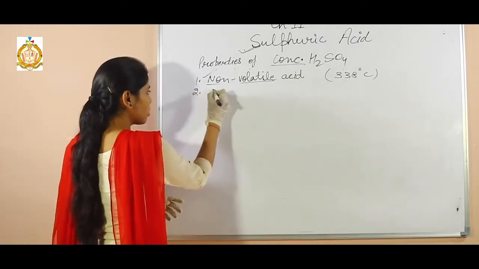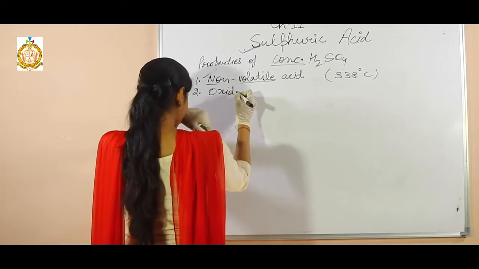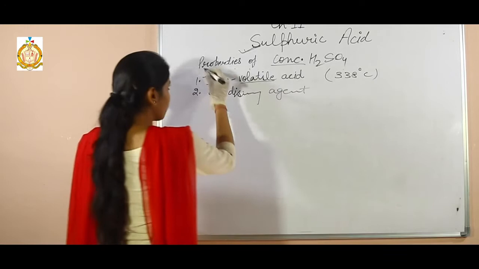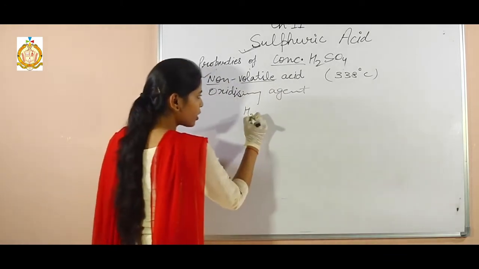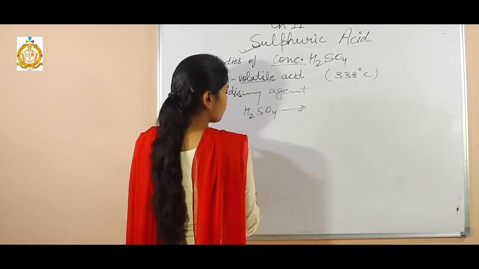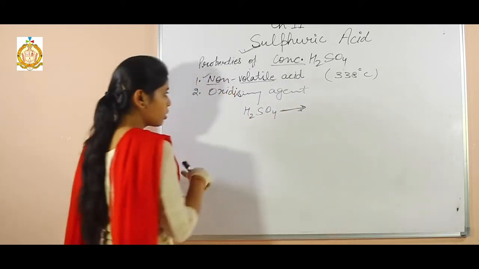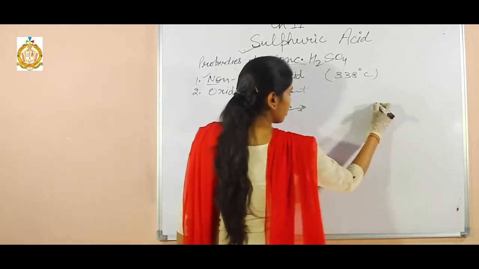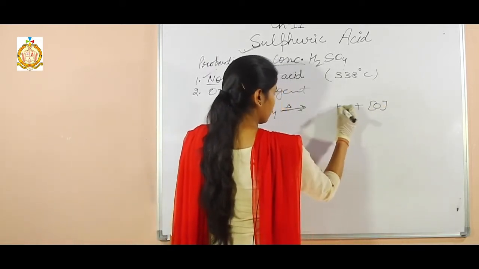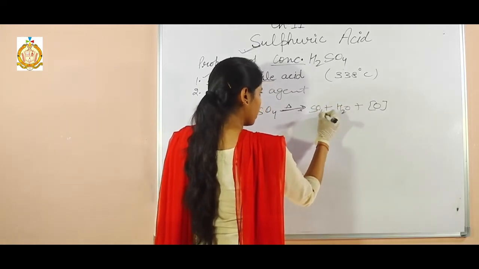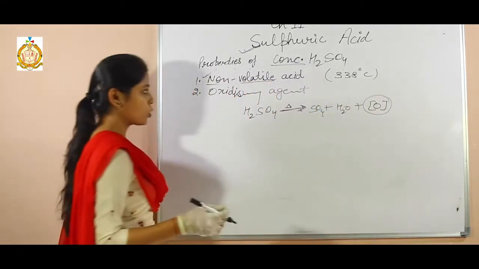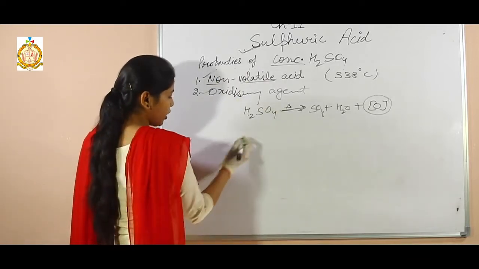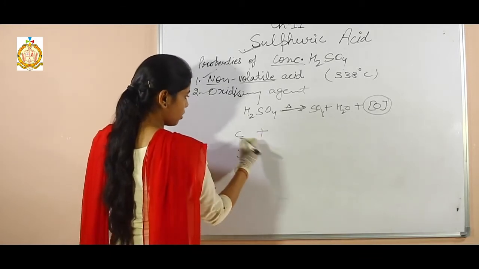And next one is oxidizing agent. Sulfuric acid is an oxidizing agent. Why is it an oxidizing agent? Because when it decomposes on heating, that is called thermal decomposition, it gives nascent oxygen, water and sulfur dioxide. This nascent oxygen is responsible for the oxidizing nature of sulfuric acid.